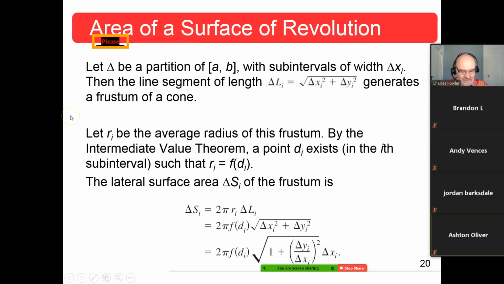Let delta, how are we doing on time? 3 minutes? No, we just went over. I'm sorry. We're going to have to stop there. Sorry about that. Where are we here? I don't even see where we are. Where is that partition? Oh, there it is.